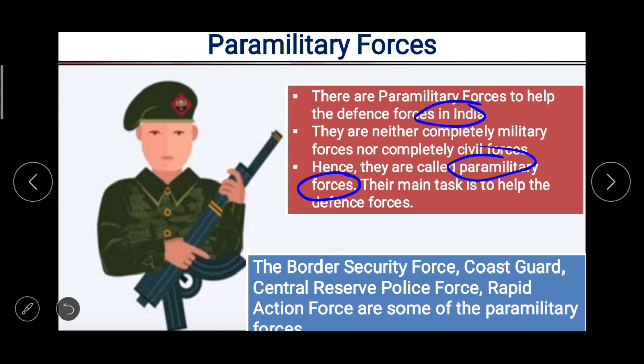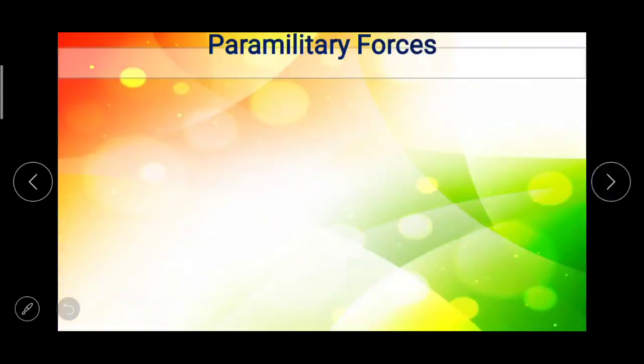But paramilitary force is to help the defense forces in India. The main task of the paramilitary force is to help the defense forces, and in this the border security force, coast guard, central reserve police force, rapid action force are some paramilitary forces, and about these now one by one we will study in detail.